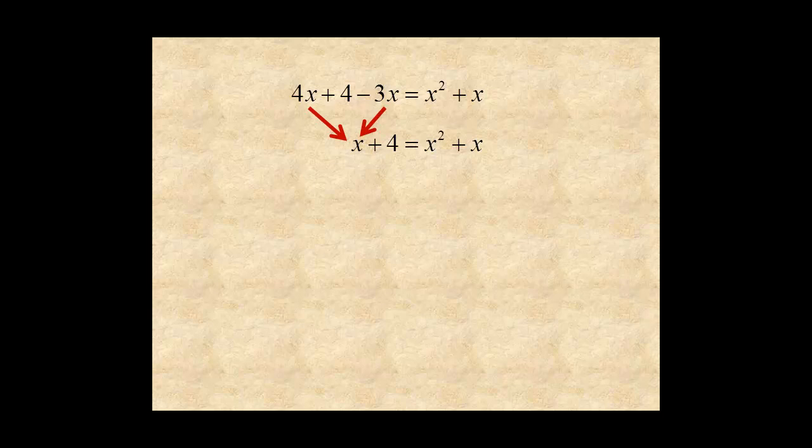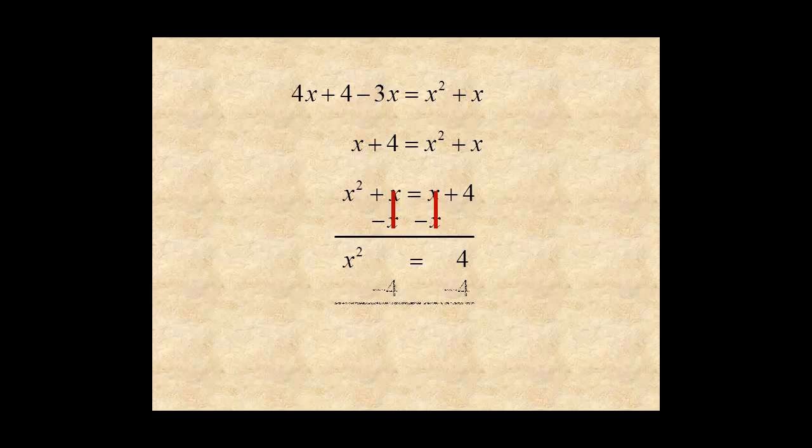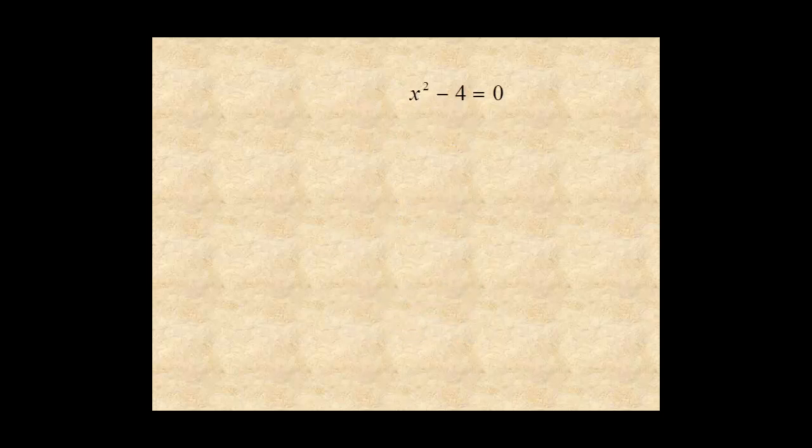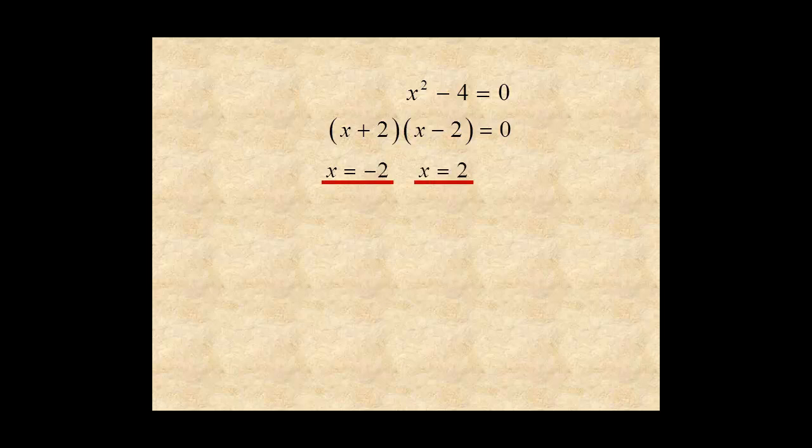Then flip the equation around and subtract x from both sides. The terms of x cancel out, leaving x squared equals 4. Then subtract 4 from both sides, and the equation is x squared minus 4 equals 0. To solve this polynomial equation, factor the left side of the equation, and the solutions are x equal negative 2 and x equal positive 2.